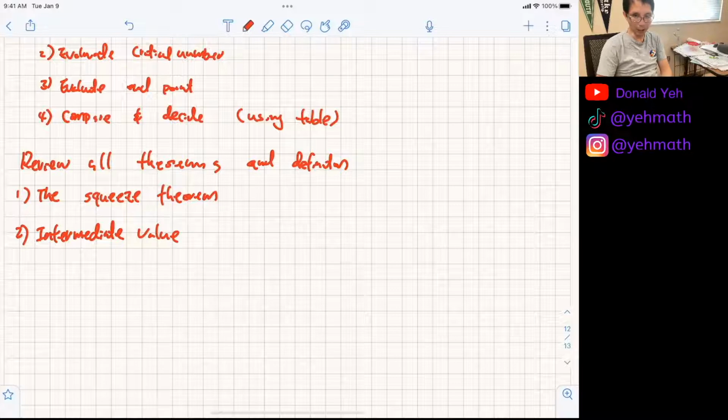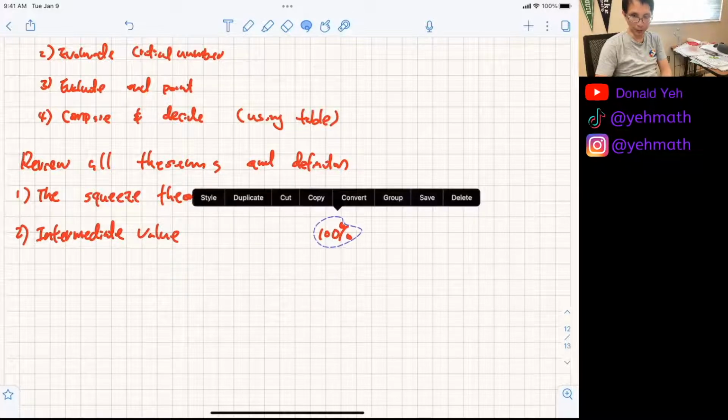That's 100% of the time it will show up. So 100% of the time you're going to see the intermediate value theorem. Make sure you go back and review what the intermediate value theorem is.